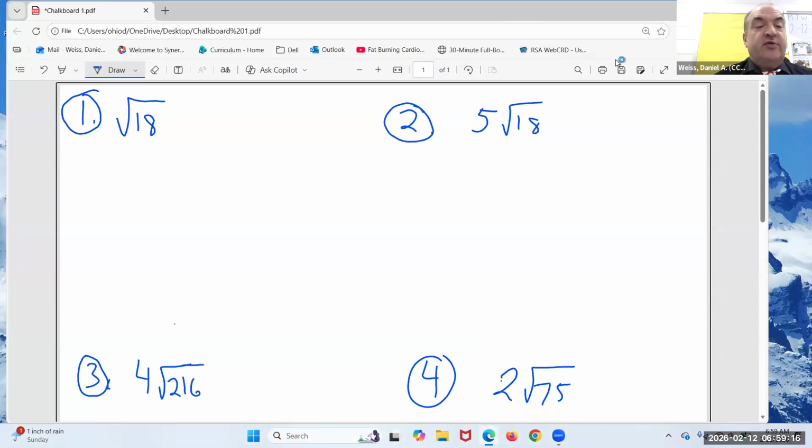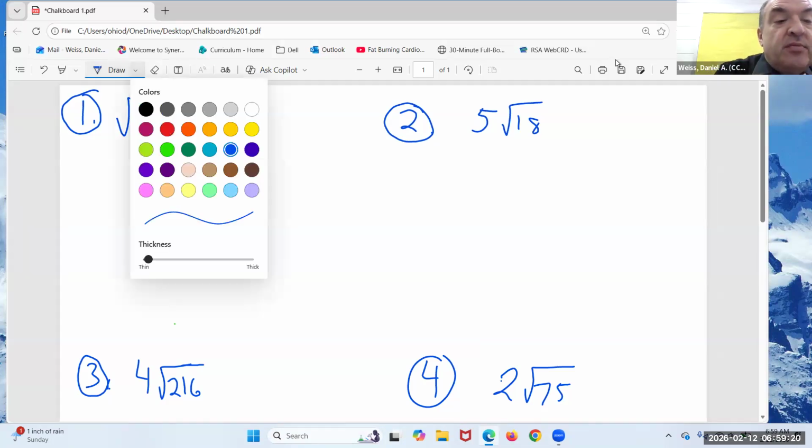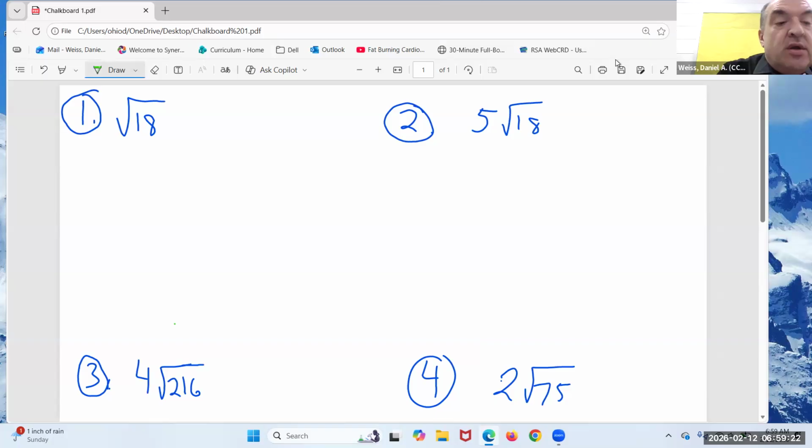We're going to look at this first one here. Square root of 18. Here's what you're going to do. You're going to break down 18. What do I mean? I mean 18 is 2 times 9. And then what's 9? 9 is 3 times 3. So what do you have? You have 2 times 3 times 3. And that's what's in the square root.